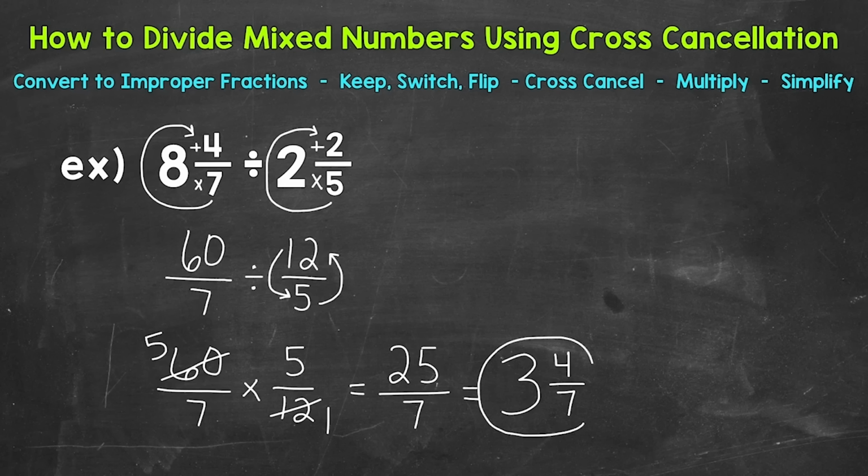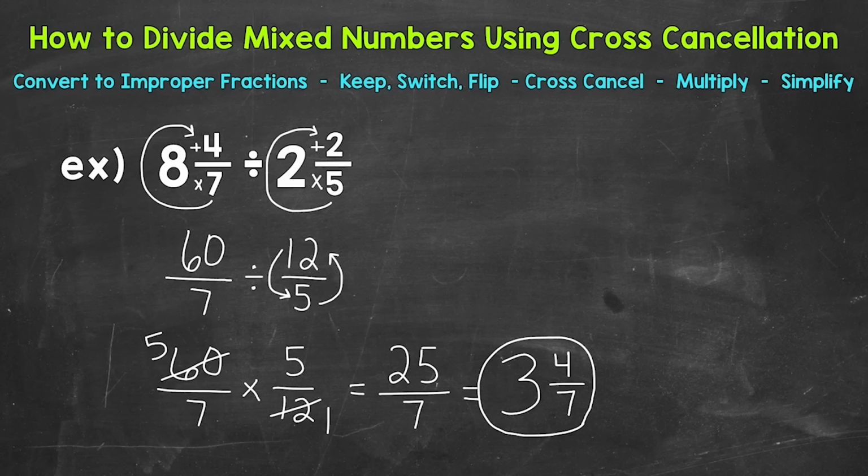So this is our final answer, 3 and 4/7. Now, do we have to use cross cancellation? No, we can multiply straight across and do 60 times 5 and 7 times 12, then go from there. But cross cancellation, again, gave us smaller and easier numbers to work with. It's a useful tool to use when looking at multiplication problems that involve fractions.